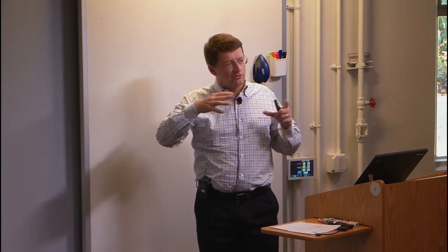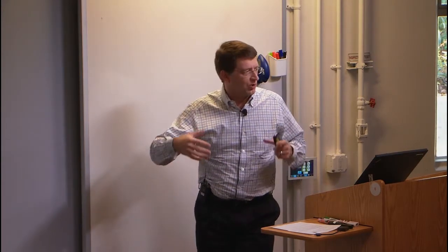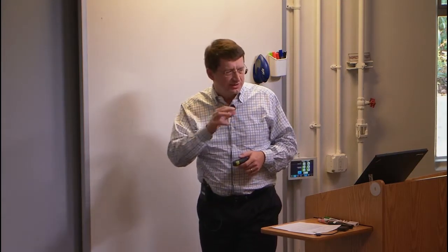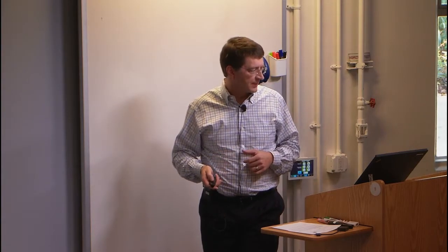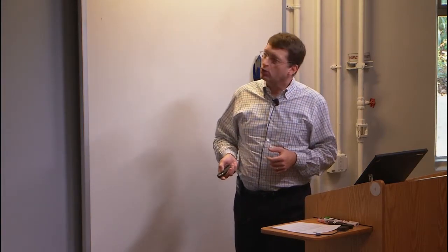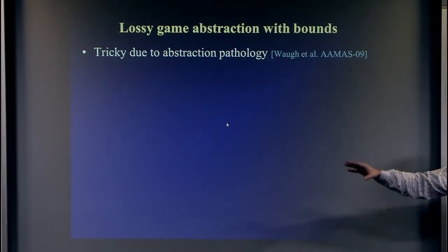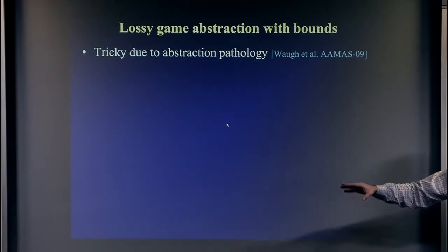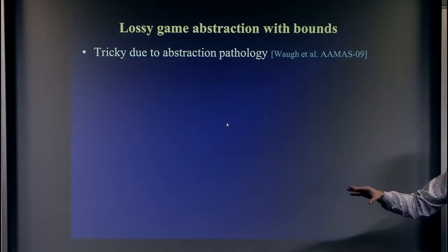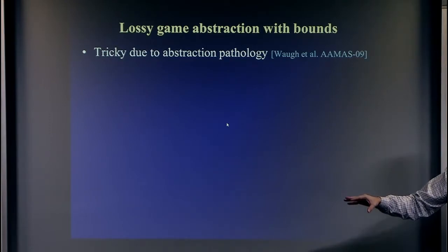All right. So this whole literature went kind of, what works well, what works well, what works well. Lots of good ideas, but it was all kind of heuristic in that there was very little theory. And now we have some beginnings of a theory here, and I'll say a few words about that. So lossy game abstraction with bounds. What I'd like to do is to say that if you run this abstraction algorithm, then solve for Nash in the abstract game, that strategy has bounded regret in the original game.